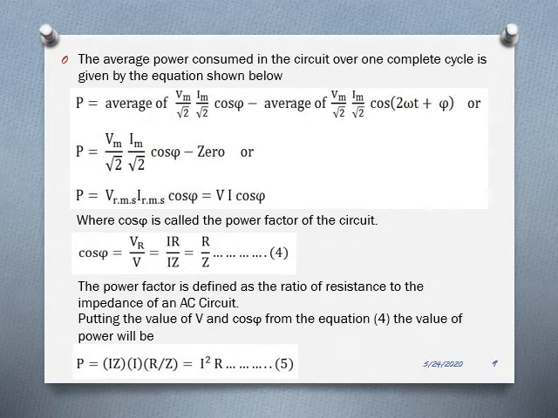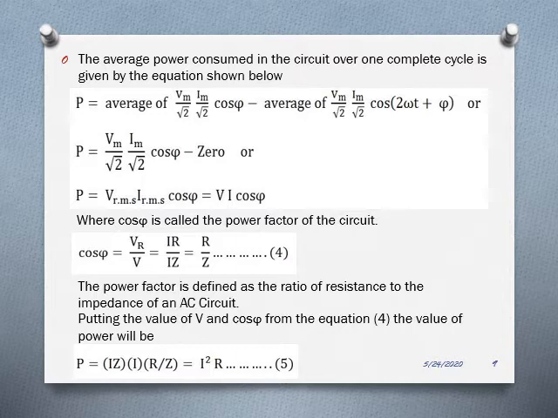The average power consumed in the circuit for one complete cycle will be given by calculating the average power of this constant term and the average power of this double frequency term. The average power of this double frequency term for one complete cycle will be 0. Therefore, power will be Vm by root 2, Im by root 2 cos phi. Vm by root 2 is Vrms and Im by root 2 is Irms. So we get P is equal to Vrms Irms cos phi. That is VI cos phi, where cos phi is known as the power factor. And you can simply get it as R by Z.